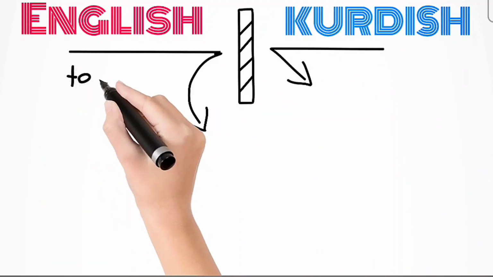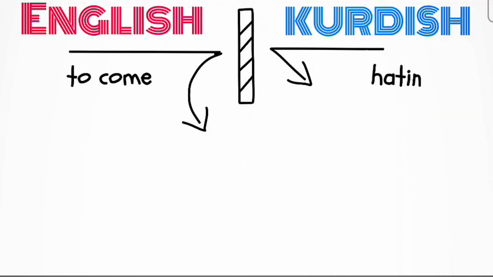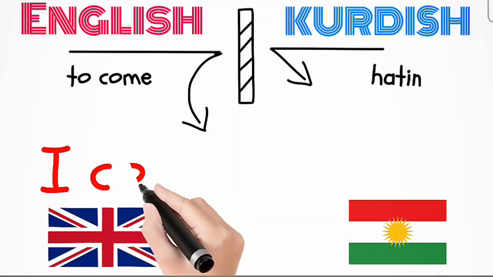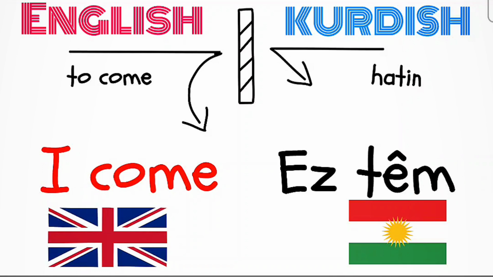In English, to come. In Kurdish, hatın. Let's look at it in a sentence. For example, in English, I come. The meaning of I come in Kurdish is "as them." I come. As them.